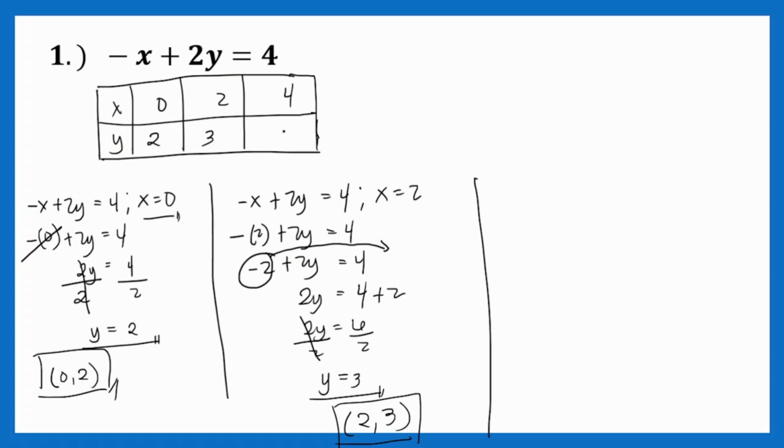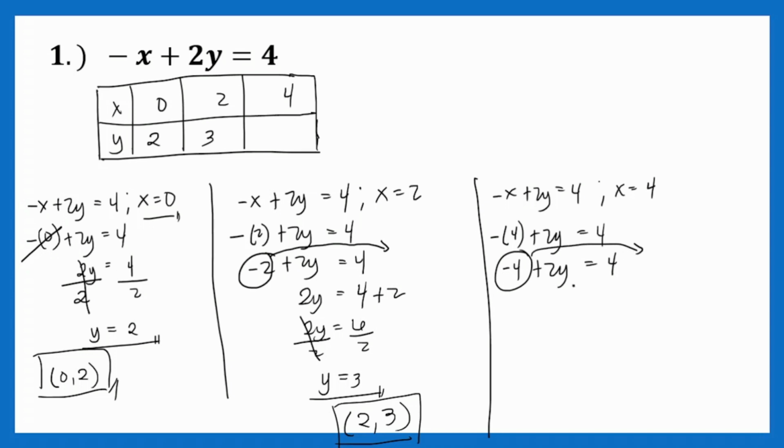Last point natin, negative x plus 2y is equal to 4 when x is equal to 4. So, let's see. Palitan mo lang yung x ng 4. Magiging siyang negative times 4 plus 2y is equal to 4. Negative times 4, that's negative 4. Plus 2y is equal to 4. Then, ilipat mo yung negative 4 sa kabila.